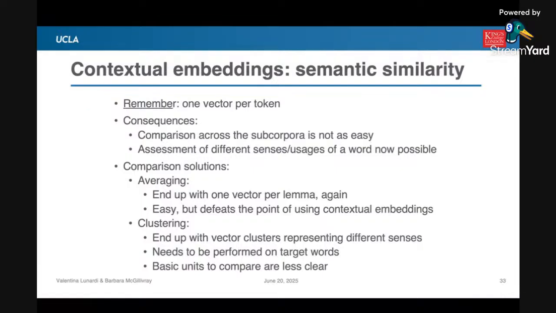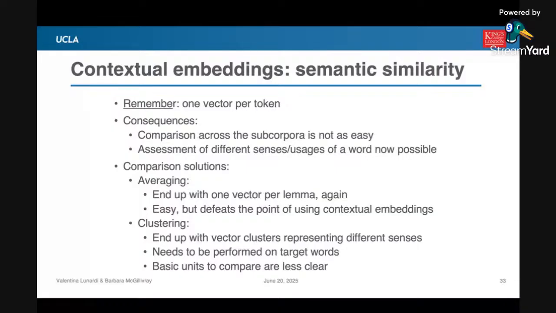So remember that for this particular model, you've got one vector per token. So however many instances of that word there are in your corpus, however many tokens you get. The consequence of this is that sometimes comparison across the subcorpora is not as easy because you've got way more things to compare. But the upside is that, as I mentioned earlier, now you can assess different usages or different senses of a word. So you can deal with polysemy.